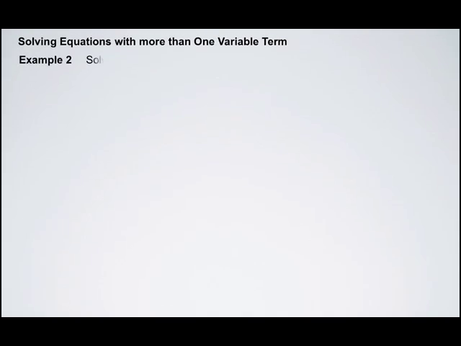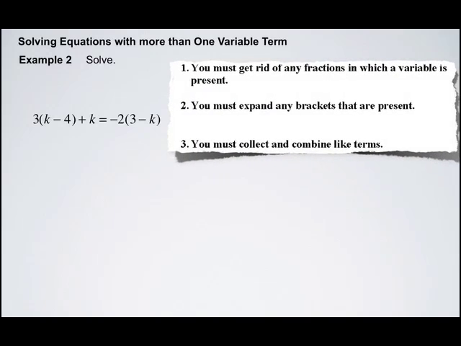Example 2. Solve 3k minus 4 plus k is equal to negative 2 times 3 minus k. Here's our checklist. We're going to have some things to do. Take a second to think about a plan that you might take to solve this, and then come back to see if your plan or your solution is similar to ours.